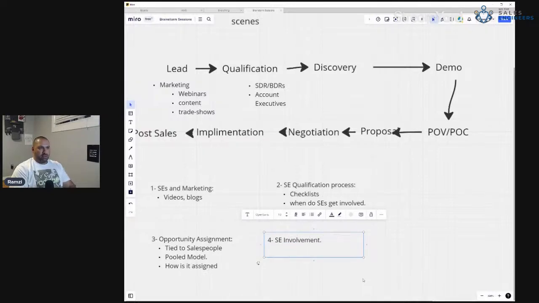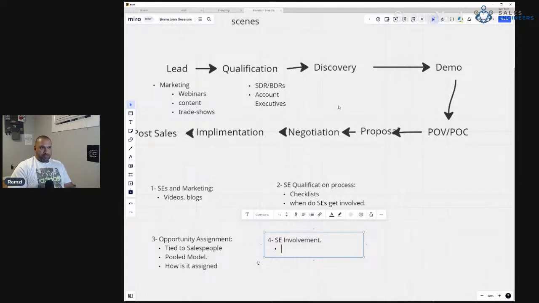At what time does the SE get involved? And I'm talking about this right before discovery, because I believe SEs should be involved in any deal right before discovery, at discovery. Many other companies get the SE involved at the demo stage. And I don't particularly like that, because there's a lot of information that we gather during the discovery phase. I've been burned by the account managers whenever I jump on a demo without being part of the discovery with wrong information.